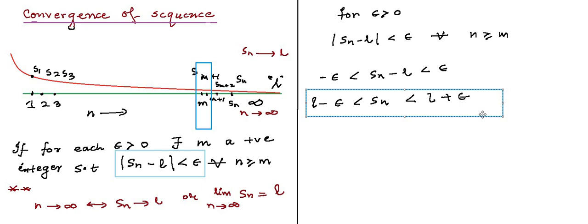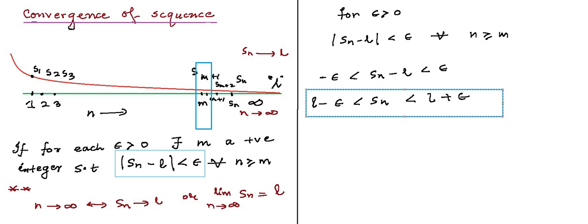Now, one thing you must notice is that there exist infinite values of Sn lying between L minus epsilon and L plus epsilon. Because m is also a natural number, counting from 1 to m will give you a finite set, but from m to infinity onwards, it is going to give you an infinite set. So what is the meaning of that? That there exist infinite terms of Sn which lie between these two ranges.